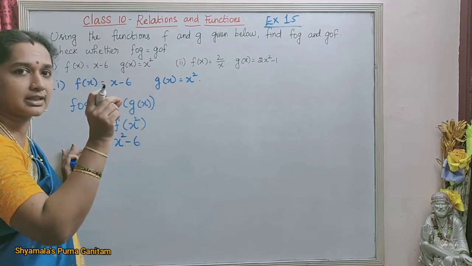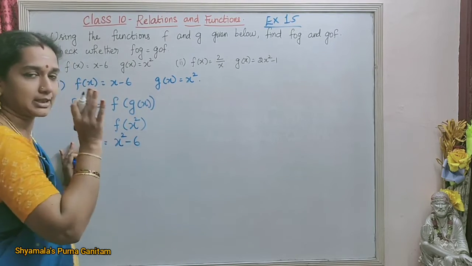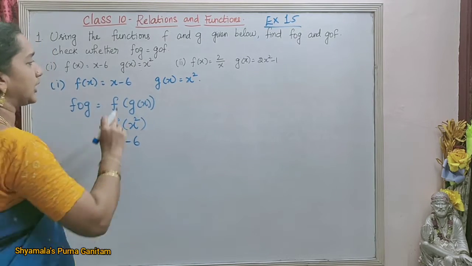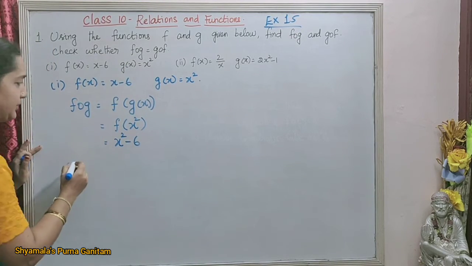So wherever x is there, we will be substituting x squared. So f of g is x squared minus 6. Okay. Then next one is g of f.